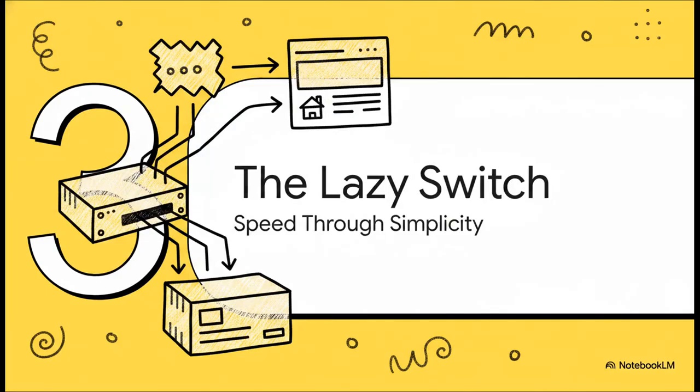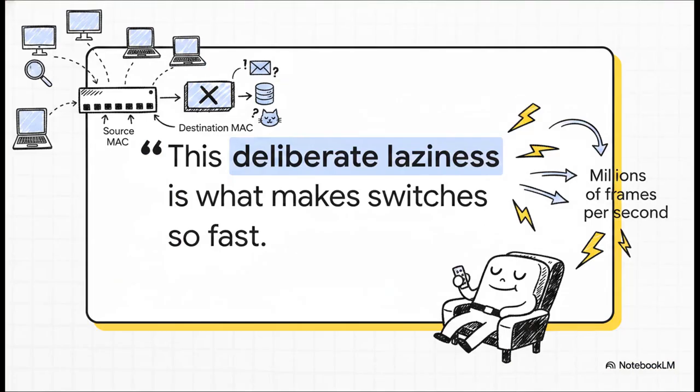Okay, Section 3, the lazy switch. This perfectly sets up our next point: how a network switch actually interacts with all these fields we just broke down. So here's the crucial takeaway.